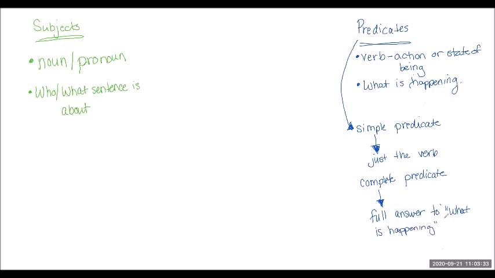Okay, so it answers the question, what is happening? Simple predicate is just the verb. Complete predicate is the full answer to what is happening, okay? We want to start by just knowing the simple predicate. It's good to know the complete predicate, but we really want to make sure that we're starring simple predicate. I want to know where my verb is. I want to know that I have a subject and a verb in there.